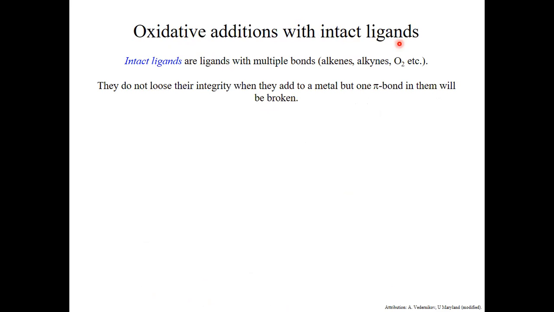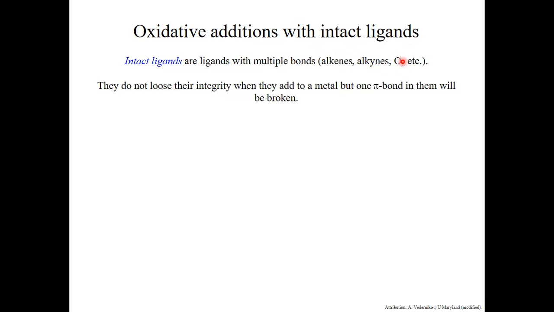So in the previous examples, the molecule that was added was always added under the cleavage of bonds within the molecule. However, that is not always the case. In some cases, the ligands can also remain intact, and that is especially the case when they have multiple bonds. So for instance, when we have alkenes that have carbon-carbon double bonds, alkynes that have carbon-carbon triple bonds, O2 that has an oxygen-oxygen double bond, and so forth.